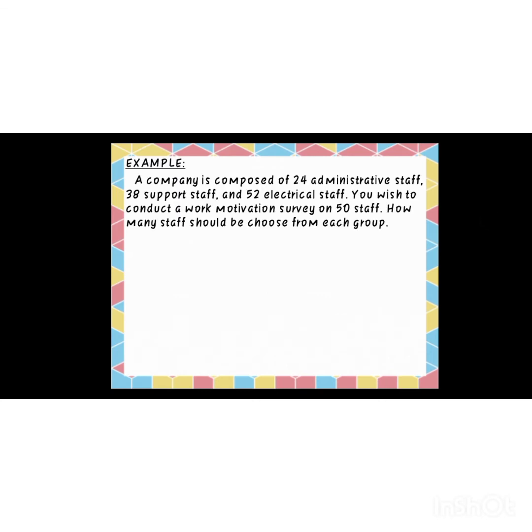Okay, so let's have an example for the equal allocation. A company is composed of 24 administrative staff, 38 support staff, and 52 electrical staff. You wish to conduct a work motivation survey on 50 staff. How many staff should we choose from each group? Using the formula for the equal allocation, substitute lang po natin, we have a given 50. Yung 50 po, siya po yung intended sample size, and then yung 3 po is yung administrative, support, at saka yung electrical. They are the subpopulations.